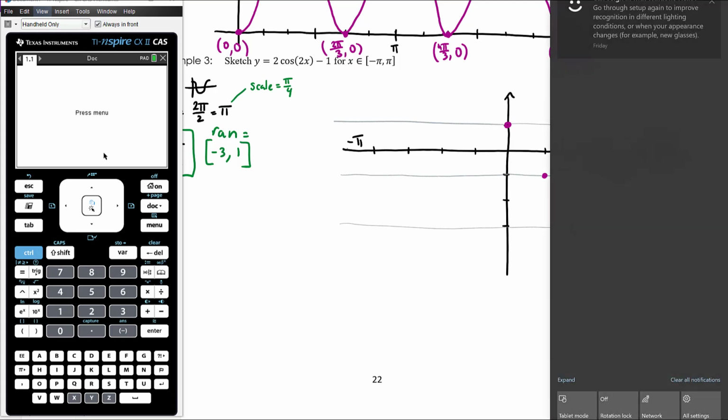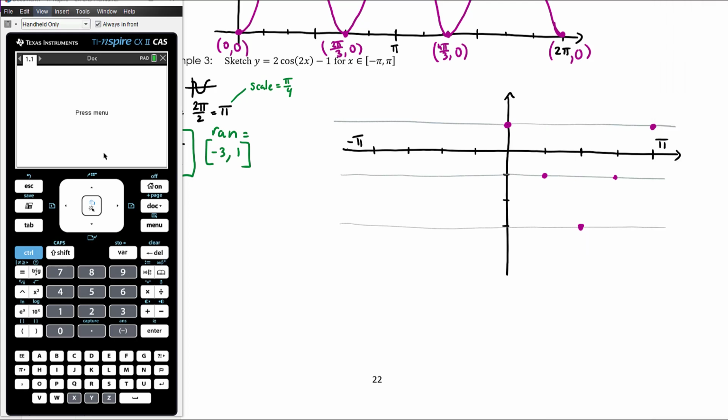We're now seeing every pi on 4 across, we see the next key point. So move back another pi on 4, we're at the central value, back another pi on 4 down at the minimum, back another pi on 4 at the average, and back another pi on 4 at the maximum. So there we've plotted out our key points.